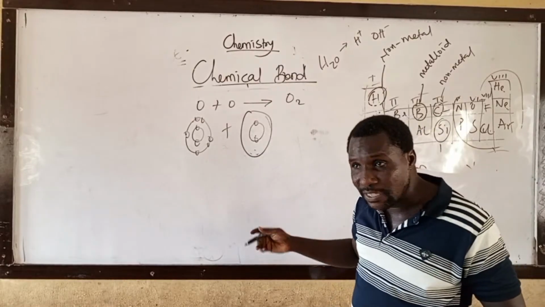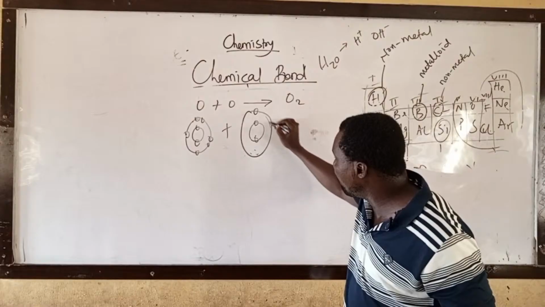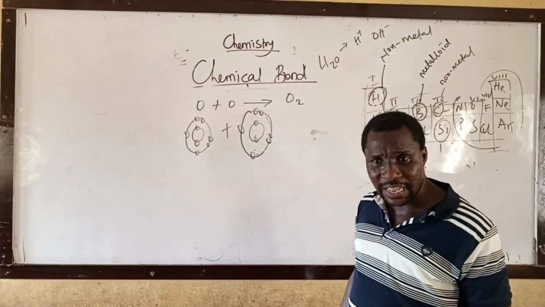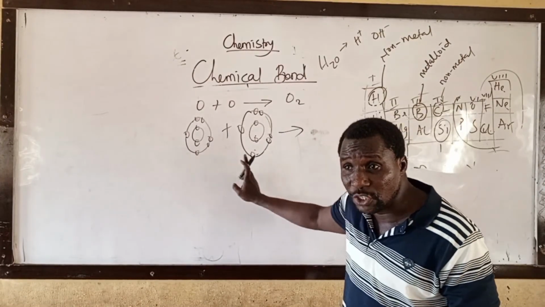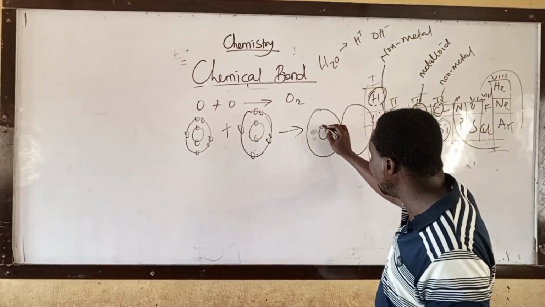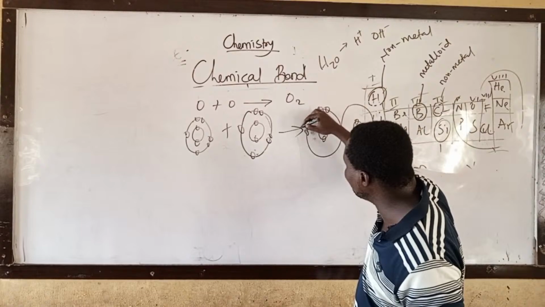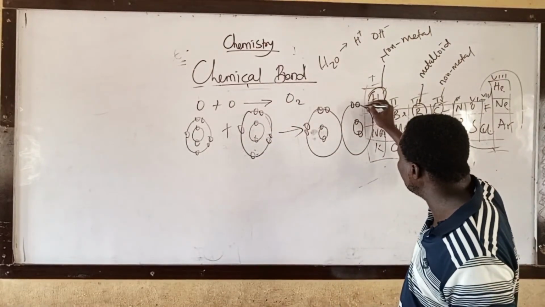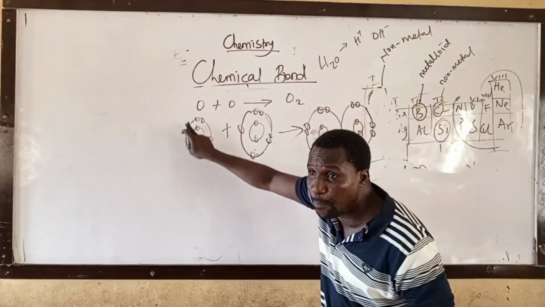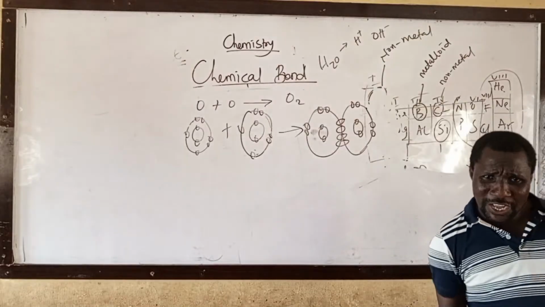The atomic number of oxygen is 8. The inner shell can only take 2. The K shell can only take 2. Remaining 6, in 4 places. Remaining 2, then pair it. Do you understand? For it to be stable, it needs an extra 2. This one also needs an extra 2. Then they will come together. Let me put the one inside. These 2 are already paired. The unpaired ones are what they will come and share. Do you understand?